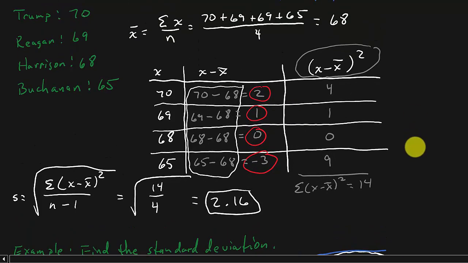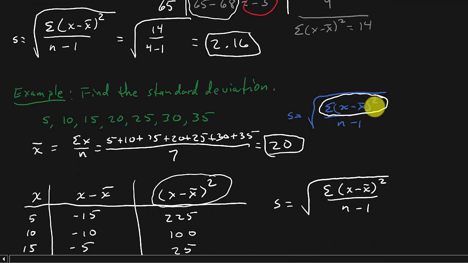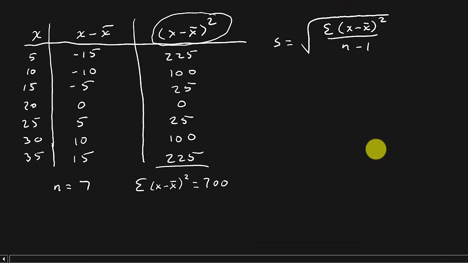And you know something? This up here, I actually put that in there wrong. That should be over 4 minus 1. Sorry about that.